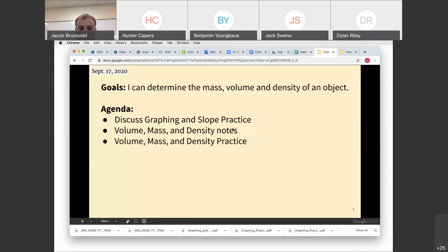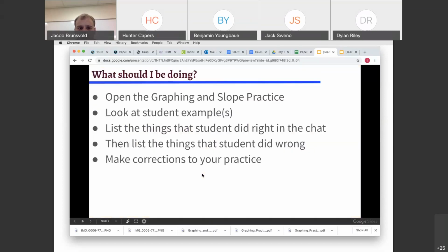Discussing the graph and slope practice. That was your assignment for yesterday, the assignment that I gave you yesterday. So what you should do is open your graphing and slope practice in Notability. So do the split screen, so your WebEx on one half and your graphing and slope practice on the other.